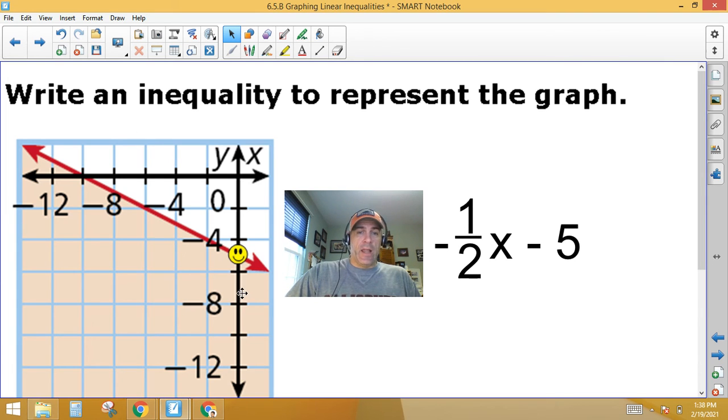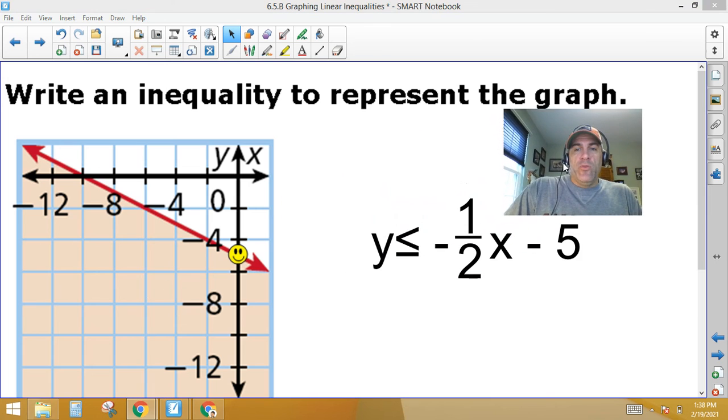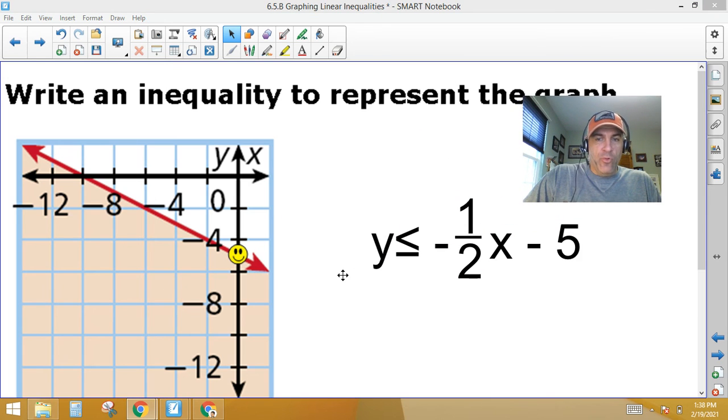Now it's a solid line and it's shaded below it. So what inequality sign will I use here? Hope you came up with y is less than or equal to -1/2 x minus 5.